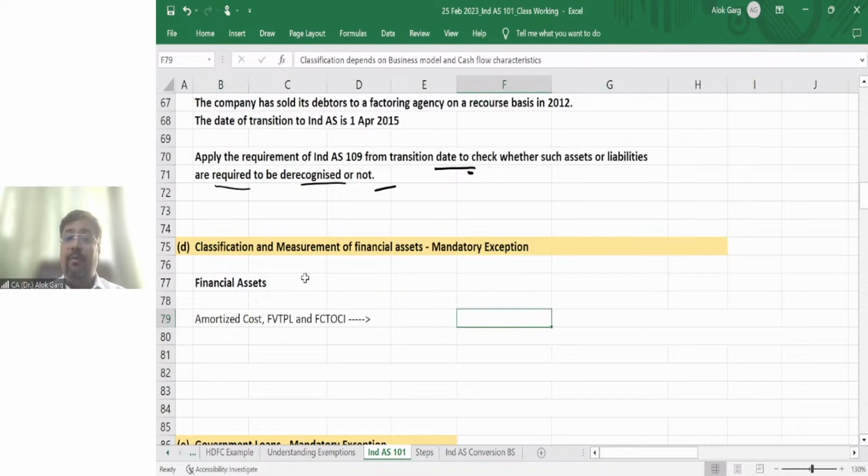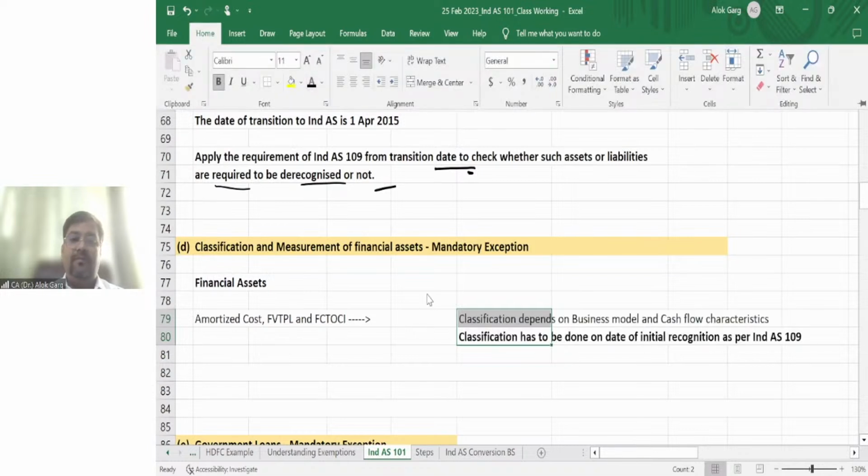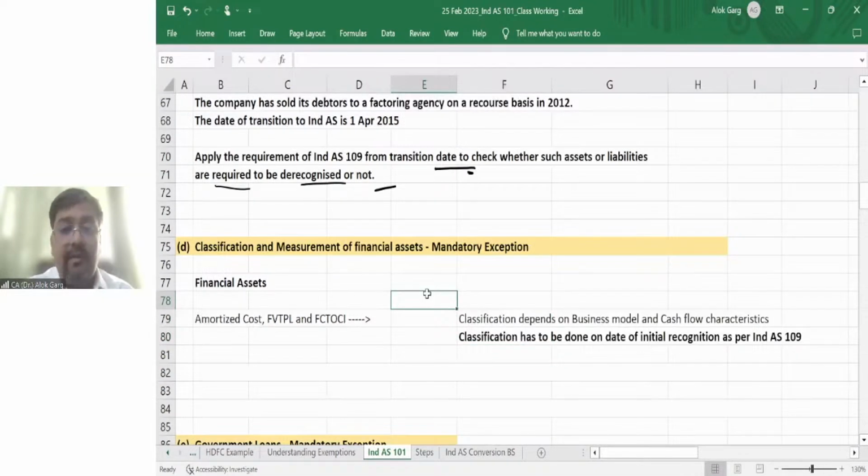and the classification depends on the business model and cash flow model. You remember the business model and cash flow model? Yeah. Classification depends on the business model and cash flow characteristics. And the classification has to be done on the date of initial recognition as per Ind AS 109. What does it mean? For example, today, sitting in 22-23, the company has a financial asset, a government security, purchased 9 years ago.